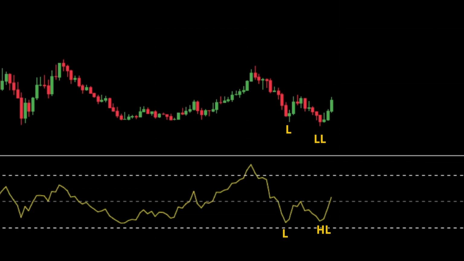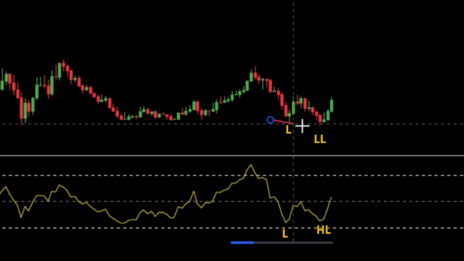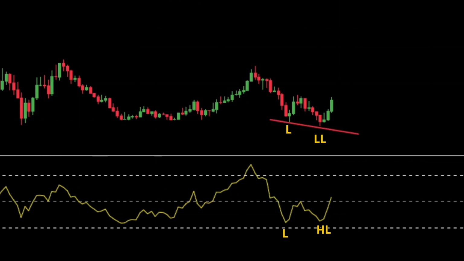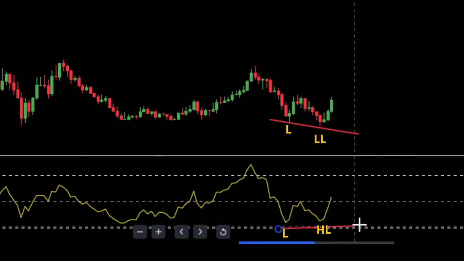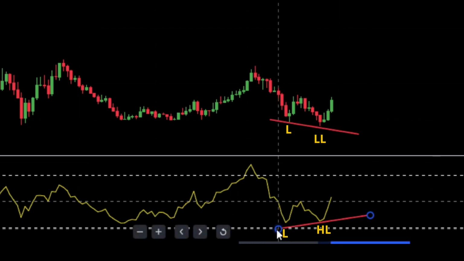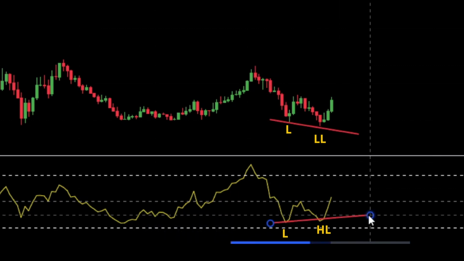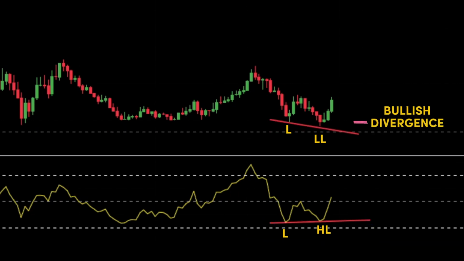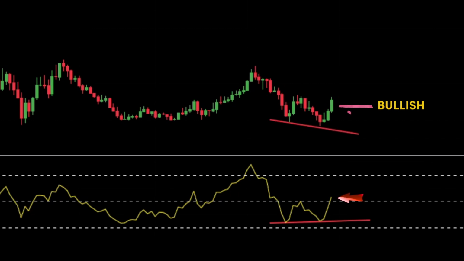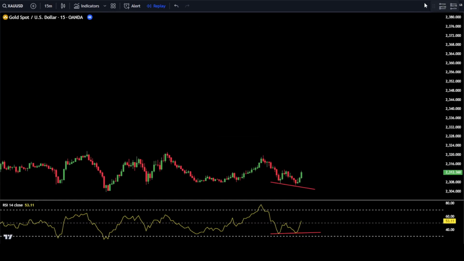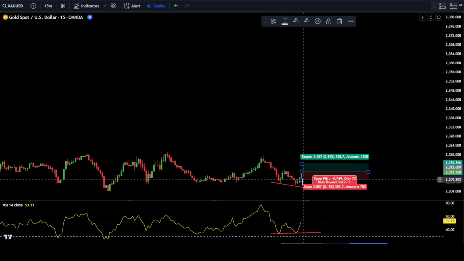To confirm it, you can draw a trend line from the low to the lower low on the price candlestick and then draw a line from the low to the higher low on the RSI indicator. After the bullish divergence is confirmed, you can wait until the signal line crosses above the RSI level 50 before placing a buy order. If the RSI signal line has crossed above the 50 level, ensure that the formed candlestick is bullish. If all is confirmed, you can place a buy order after the bullish candlestick closes.